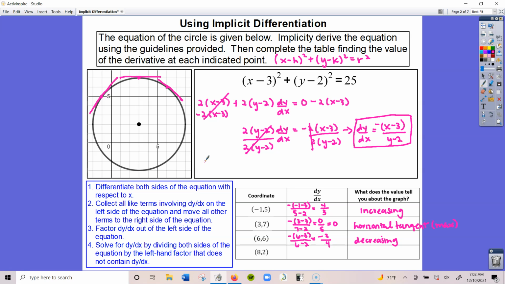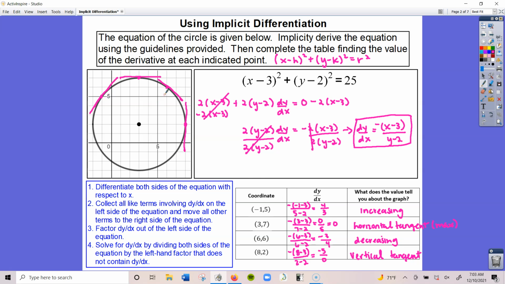Now let's test out (8, 2). If I plug in (8, 2) into my derivative, that is -(8 - 3)/(2 - 2), which we end up with -5/0, which is undefined. Now, whenever you have 0 in the denominator and you have an undefined slope, that means that we're going to have a vertical tangent line. And if you look at this coordinate at (8, 2), you see how the graph here, if I were to draw the tangent line, it would end up being vertical.